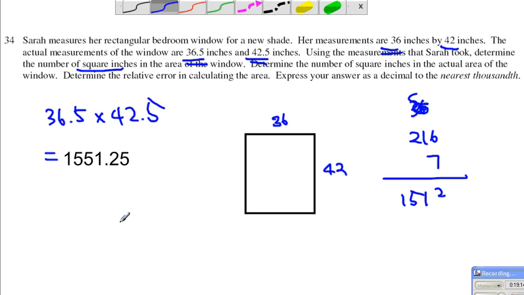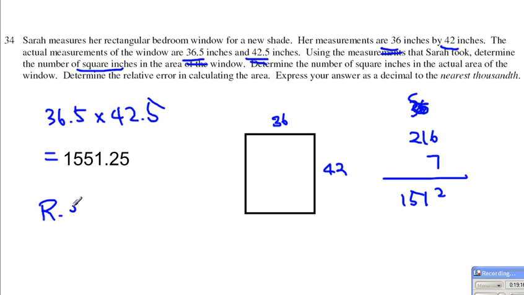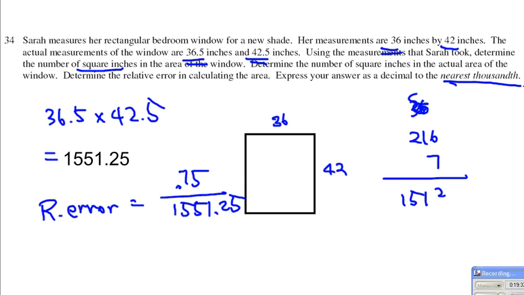Now, the relative error in the area then becomes 0.75 over the actual value, which is 1.25. All right, that becomes our relative error. And then they want us to express the answer in decimals to the nearest thousandth. And we're just going to calculate this one.